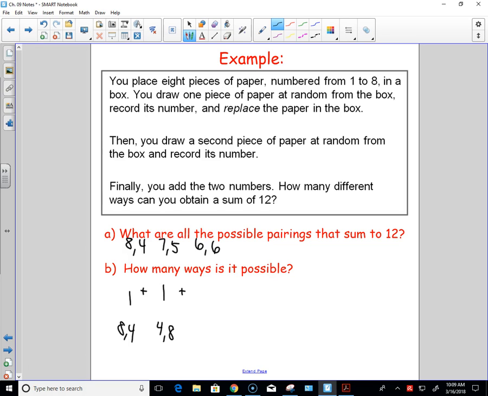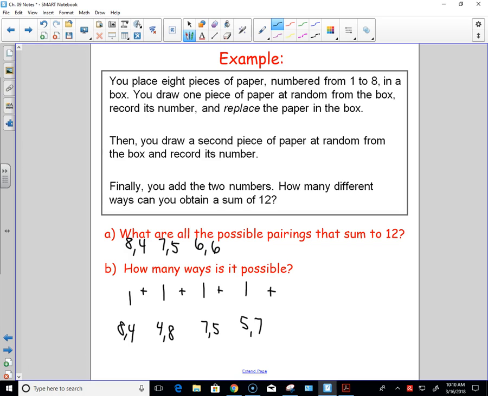No, it's a different way. Because either you get an 8 first, oh man, you get a 4. Or you get a 4 first, oh man, you get an 8. Different ways. Okay. That's pairing. What else? 7 and 5, or 5 and 7. 6 and 6 is 1.